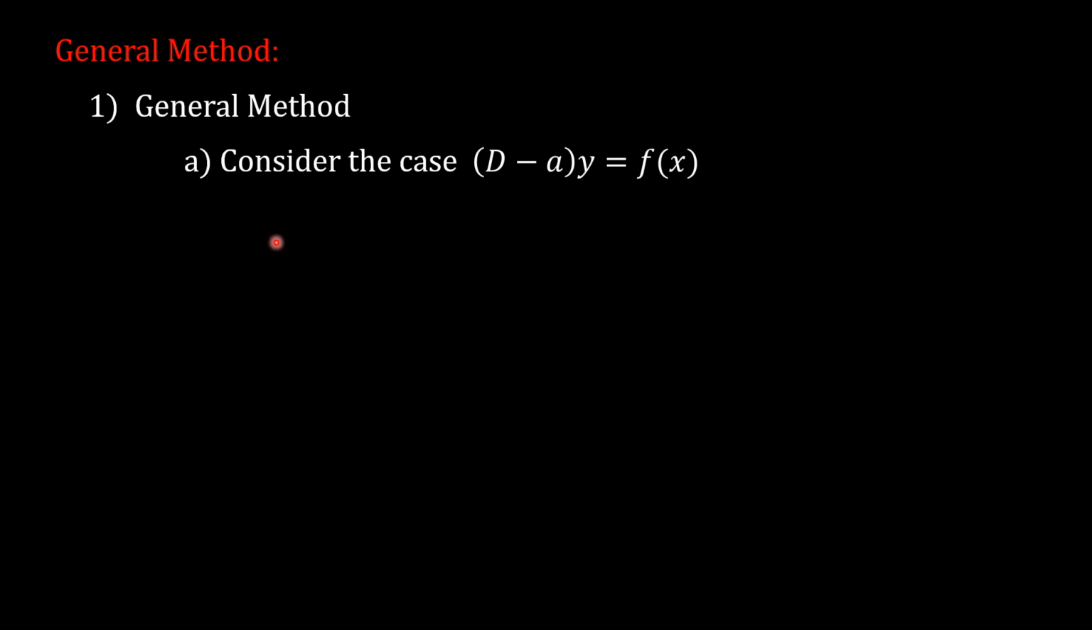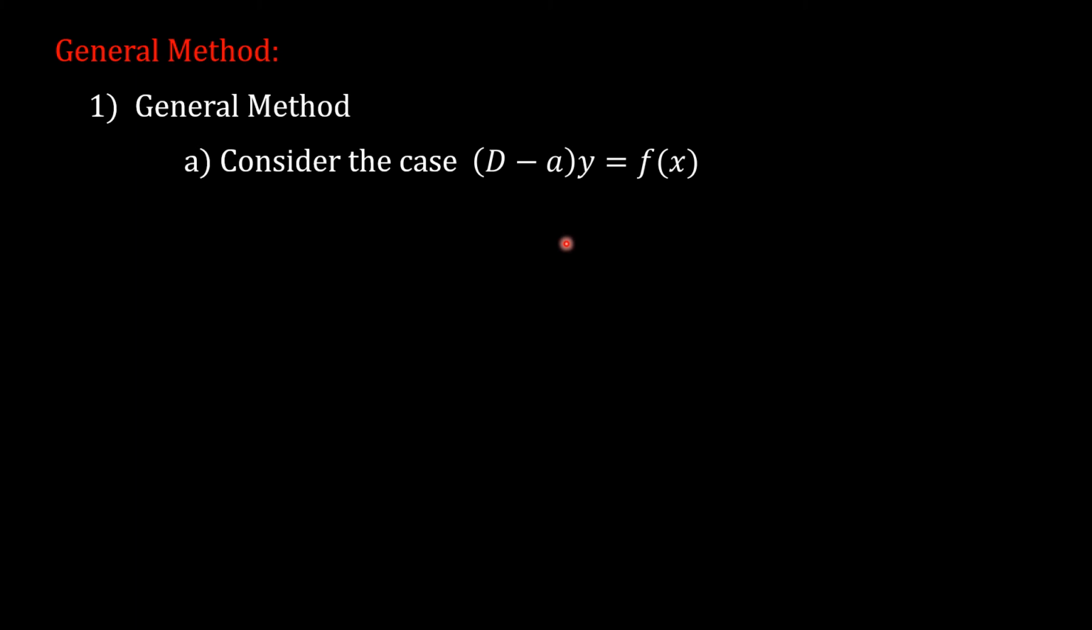For the general method, we will consider the first case with one single root as (D minus a) into y is equal to f of x. Suppose this is the given non-homogeneous differential equation, which has only one factor D minus a. So this is a first order, first degree linear differential equation. In this case, how are we obtaining the solution?